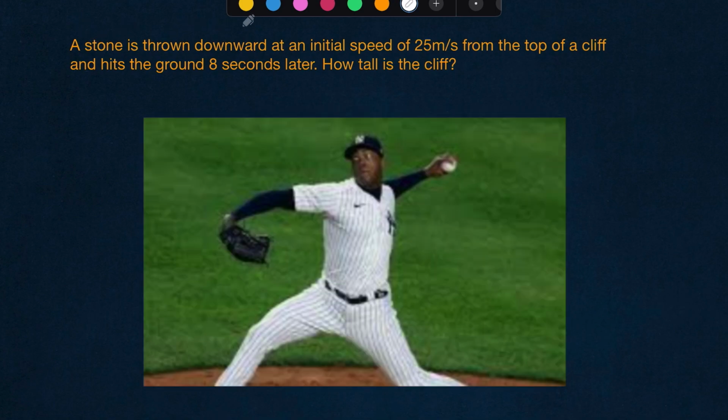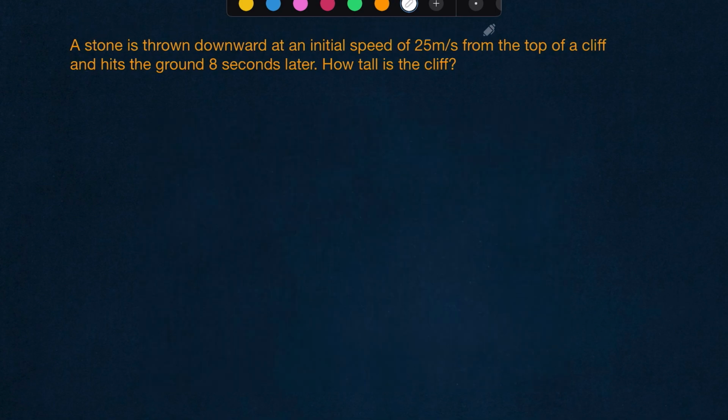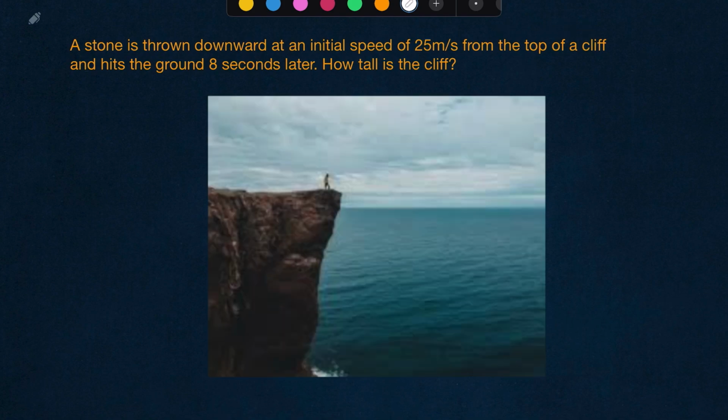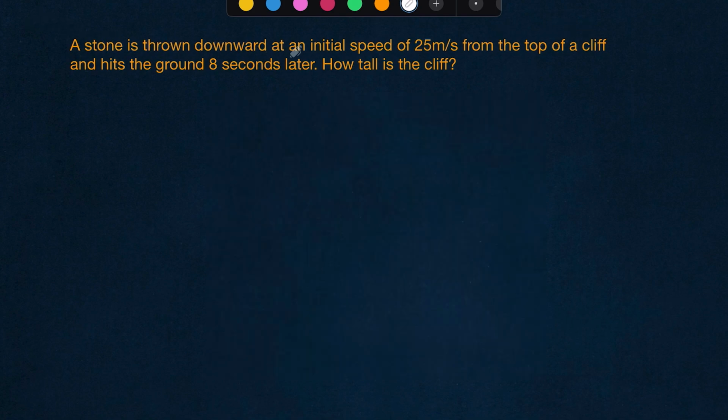A stone is thrown downward at an initial speed of 25 meters per second from the top of a cliff and hits the ground 8 seconds later. How tall is the cliff? So this problem is essentially asking us to solve for distance because the distance the ball travels is equal to the height of the cliff in this case. So let's break this problem down into 3 simple steps.